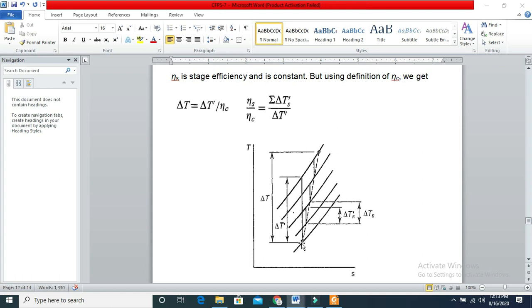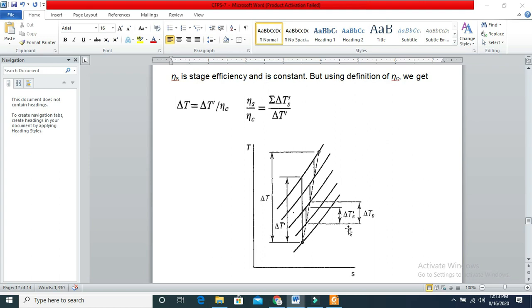In this figure we can see delta T dash. So delta T dash is the ideal overall temperature difference. Then we have delta Ts dash. Delta Ts dash is the ideal temperature rise in a stage.